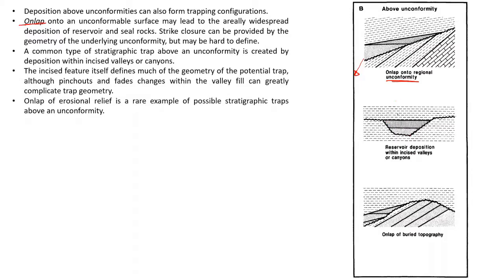and then it is above the unconformity. So it is reservoir deposition within the incised valleys or canyons, and onlap of buried topography. So this was some hill structure, hill-like structure, or any kind of upward raised structure, convex structure, and on that this reservoir rock has onlapped. So these are the supra unconformity traps. So all these are very commonly found stratigraphic traps that are looked after for finding the hydrocarbons.